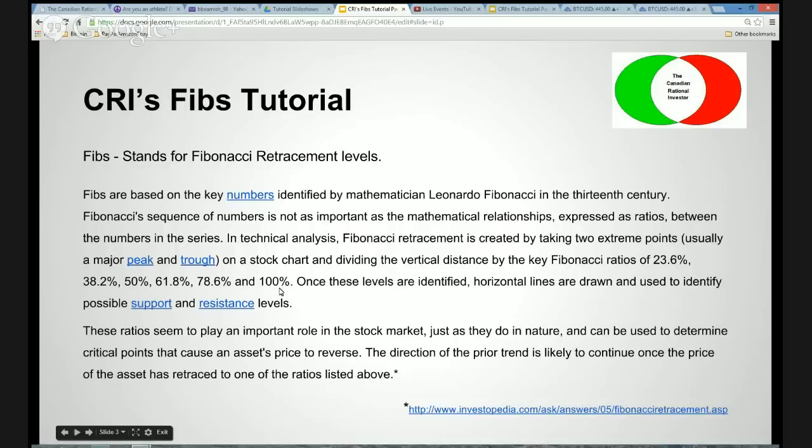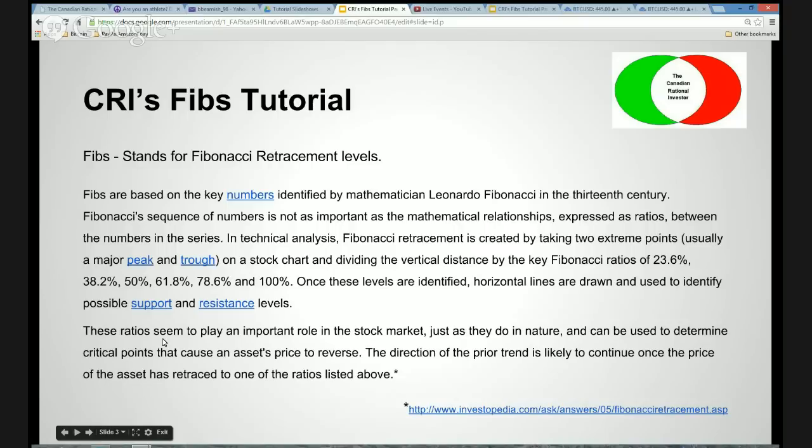There are other fib ratio levels that are important, one that jumps out at me being 88.6. But for the purposes of this tutorial, we're just going to stick with these simple ones. The keys that we really want to concentrate on are 38.2, 61.8, 78.6. And then, as we said a moment ago, the midpoint between the 61.8 and 78.6 is super important, and that's called the sweet spot. Once these levels are identified, horizontal lines are drawn and used to identify possible support and resistance levels. Really, it's just that simple.